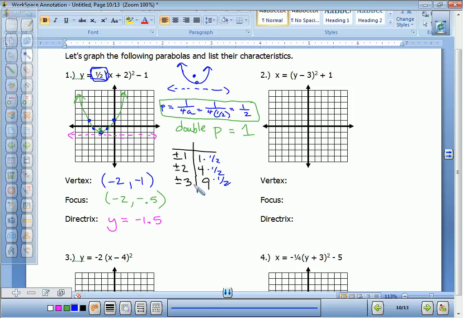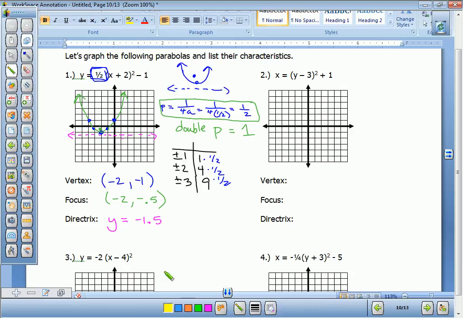Yes, sir. The top part of the graph doesn't have to be exactly right, does it? What I'm going to look for to be correct on these graphs to get full credit is this point has to be right, this point has to be right, this point has to be right, the focus has to be right, and the directrix has to be right. And to start off, it's 1/2.